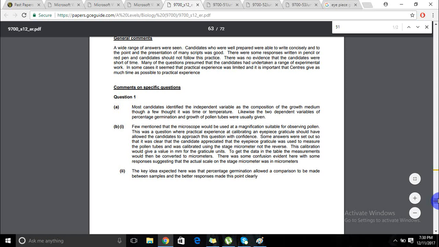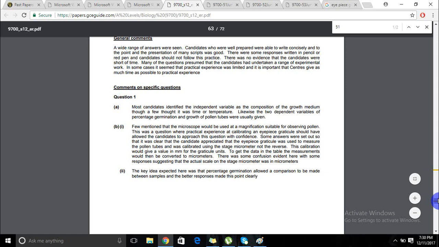Few mentioned that the microscope would be used at a magnification suitable for observing pollen. Obviously, where practical experience of calibrating an eyepiece reticule should have allowed the candidates to approach this question with confidence. The eyepiece reticule was used to measure the pollen tubes and was calibrated using a stage micrometer and not the reverse. You'd get a value in millimeters and then you'd convert it.